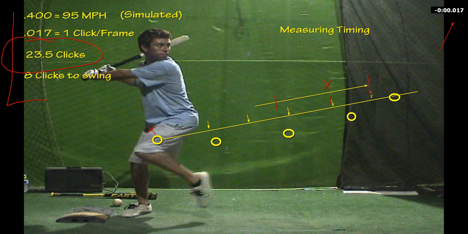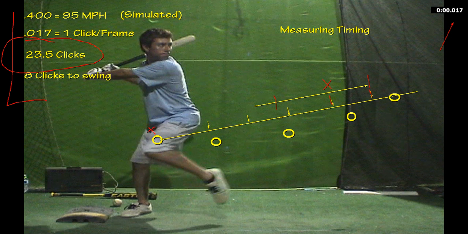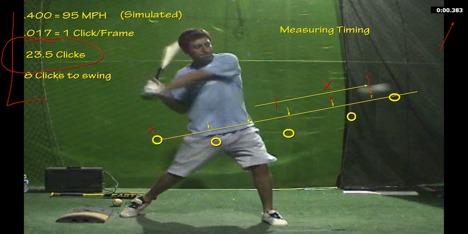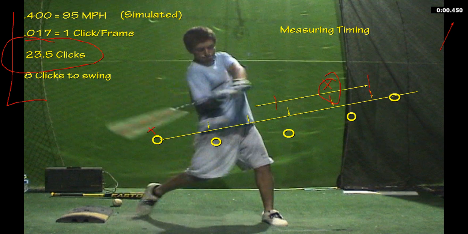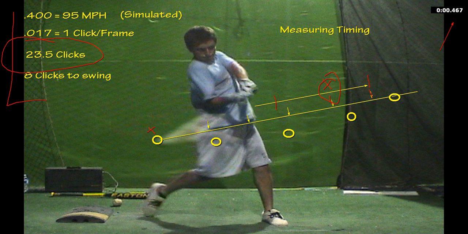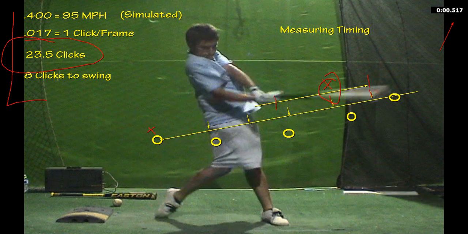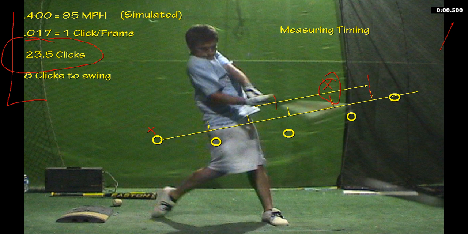23.5 clicks at 95 miles an hour, 26.5 clicks roughly at 85 miles an hour, and 28 clicks at 80 miles an hour. So we're talking about time. Every one of these is time. But this is the contact point if he were going to be 100% on time. He's very late by design, but nonetheless very late. This is where he needs to get the bat to, and that's a long ways away from where he's actually at. But hopefully this will help you to understand a little bit more about time and about effective velocity.